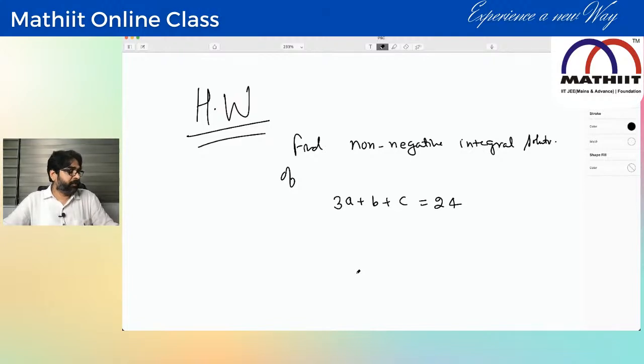Very few people are giving the answers. Everybody has to give the answers. Take time and solve it. It's not that easy. 3a is there, think carefully. Here if you give a 1, this will become 3. A 2, this will become 6. So use logic and try to get the answer for this question.